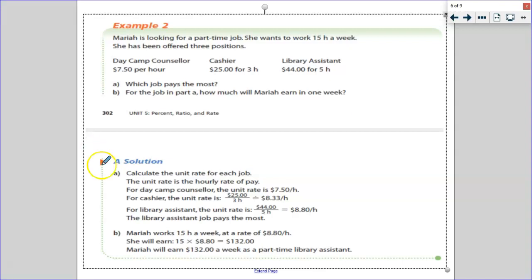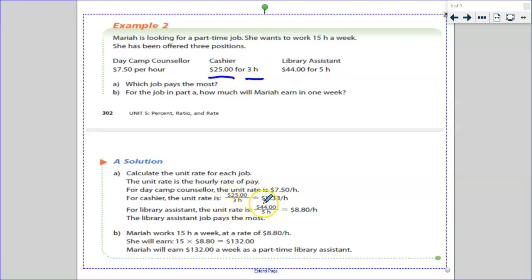Okay, let's find out which one pays the best first. So now we're calculating the unit rate per hour. We want to find the amount per hour of each one and then compare which one shall make the most. Okay, the day camp rate we already knew was $7.50 an hour. The cashier unit rate, we had to take $25 and we're going to divide it by 3 because we want per 1 hour.